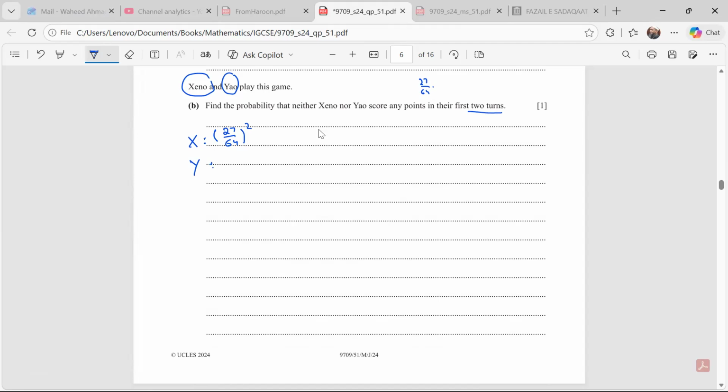Yao has the same issue. He did not get one in two turns. So here the probability of that is also (27/64) to the power 2. So the probability of this whole thing is (27/64) to the power 2 plus 2, which is 4. And that comes out to be 0.317 something. So we can do it this way.